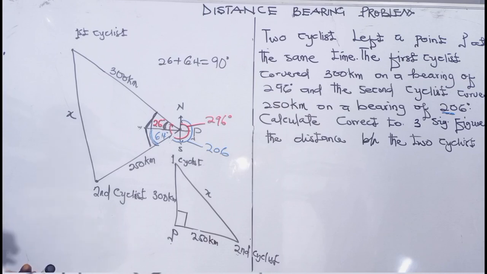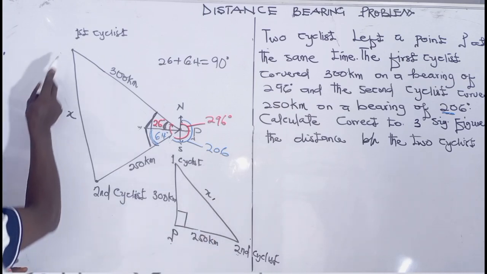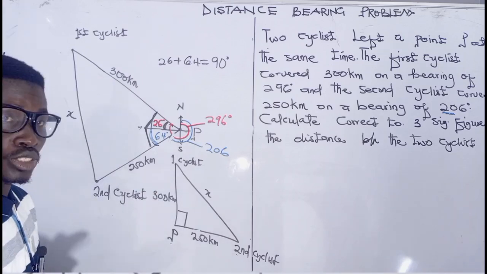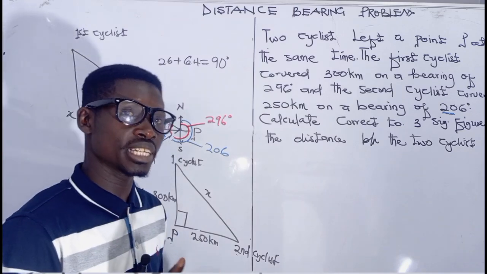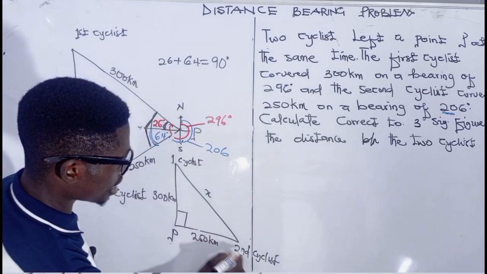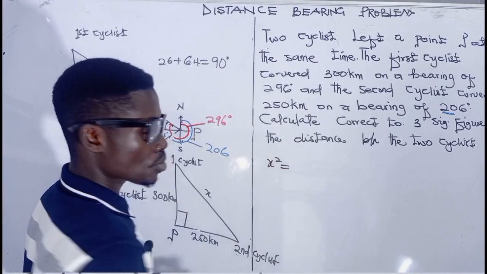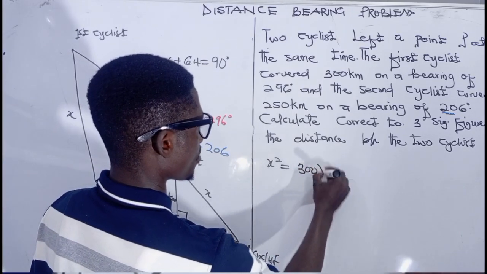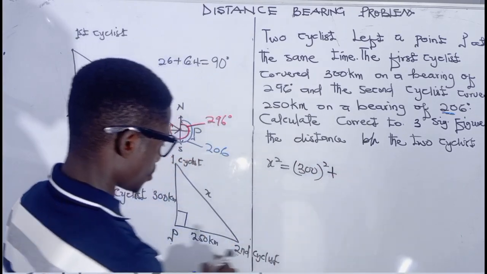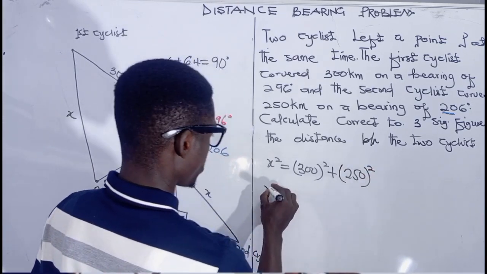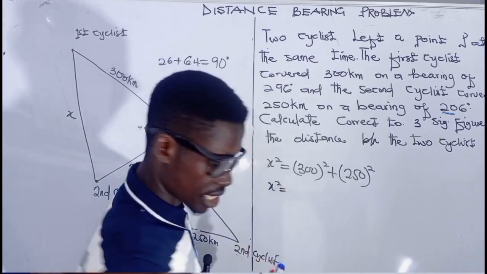Now once we have this, we are going to apply our Pythagoras theorem to find the distance between the first cyclist and the second cyclist. With the Pythagoras theorem, it says that given any right angle triangle, the square on the longest side, so this is the longest side, so we have x squared, is equal to the sum of squares of the other two sides. So we are going to have 300 squared plus 250 squared. So we have our x squared is equal to, let's put this on the calculator.